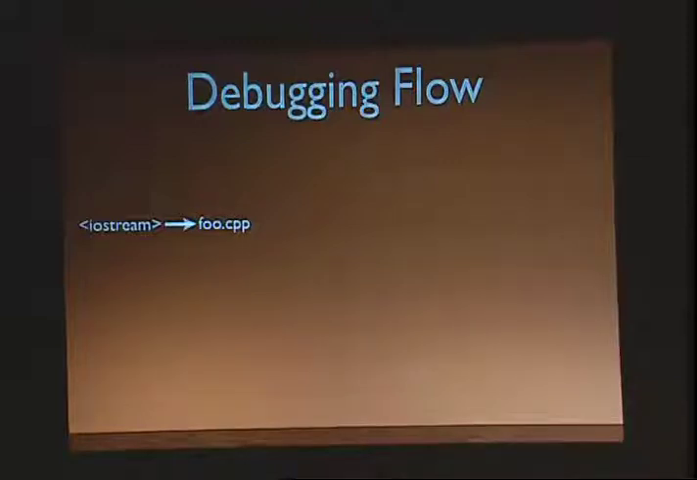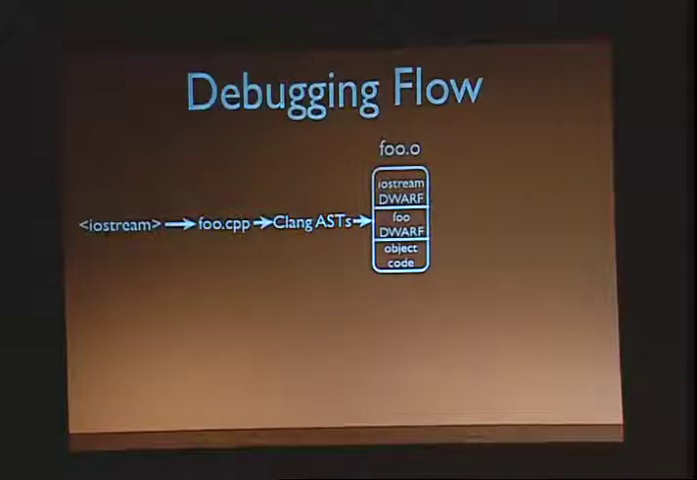And Clang goes ahead and parses foo.cpp. When it does so, it produces ASTs. Great, they're beautiful ASTs, they describe the source. And then it dumps out an object file. And what does the object file have in it? It has some object code, yeah, that has to be there. And then it has DWARF representation of foo, structures you've used in foo, and all of the parts of IOStream that you've actually used in your program.